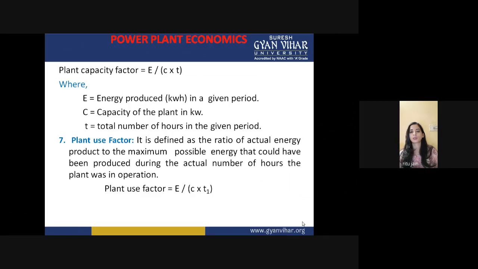So, plant use factor is equal to E upon C into T1. So, T1 is the actual hours which we are using. Okay. In the next lecture, we will do some numericals based on plant capacity factor. It would help you to understand what your plant capacity factor is.